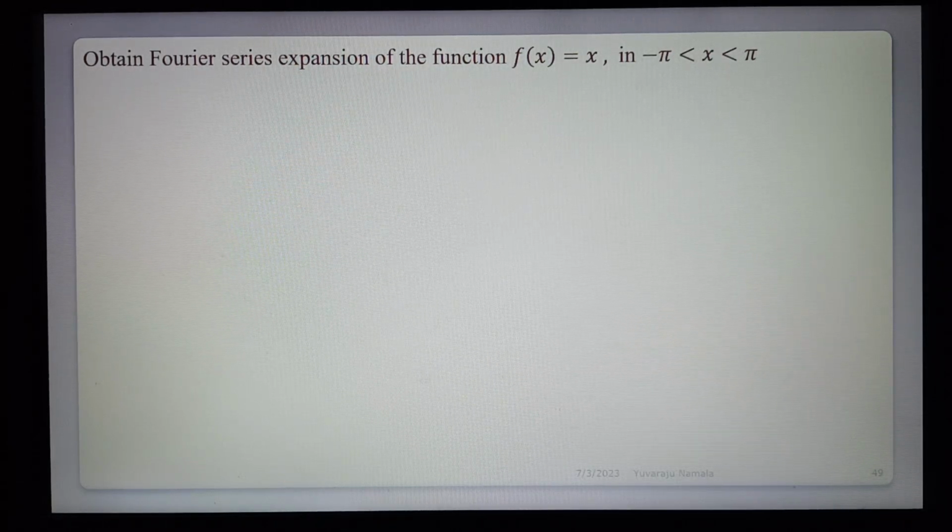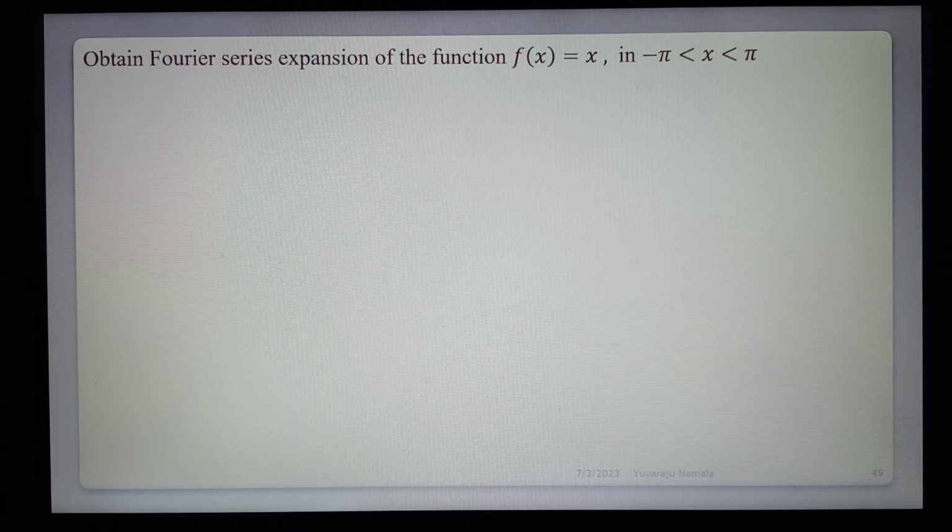Okay, see the next question. Obtain the Fourier series expansion of the function f of x is equal to x in the interval minus 5 to 5. Observing this is a minus 5 to 5 interval, the given function x is clearly an odd function. So by using the Fourier series formula for an odd function, we have to find the Fourier series.